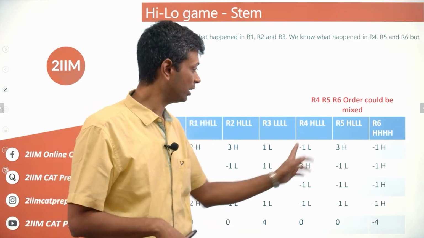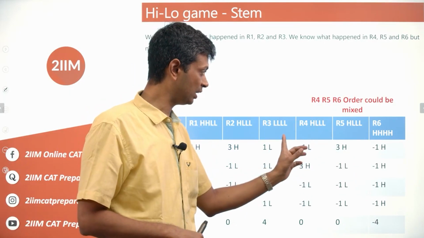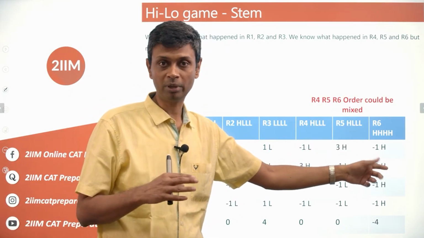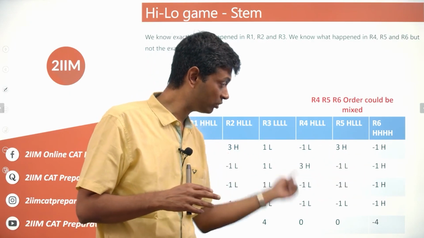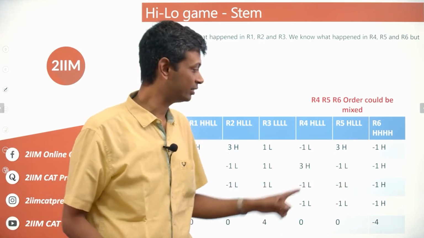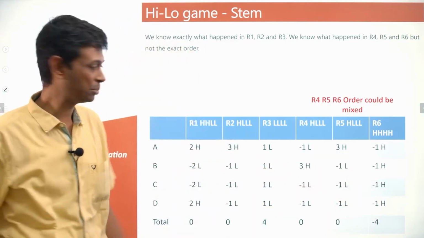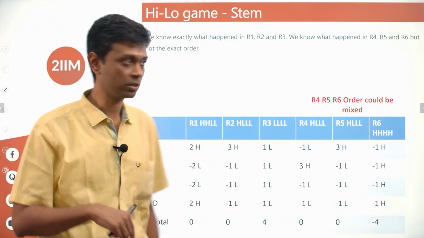And this could have been in some other order. Could have been HLLL, HHHH, HLLL. Right? So multiple possibilities exist in the sequencing of this, but broadly these 3 rounds happen. This will tie up with all the data that we have been given. Once we have this, we can jump in and attempt the questions.